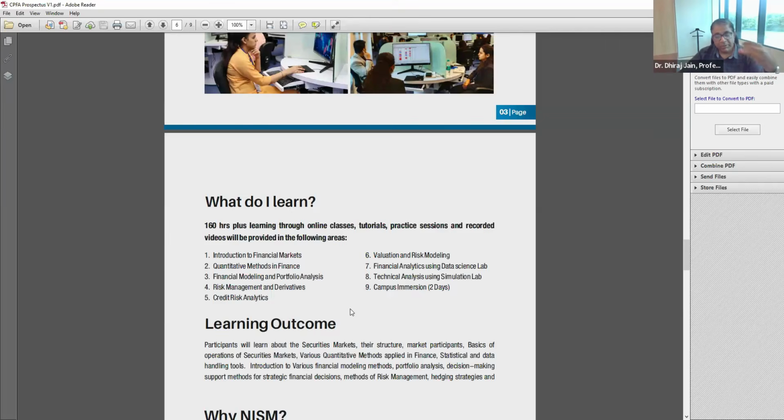Seventh one will be the data science lab, where financial analytics will, that is, lab access will be extended to you, and you will understand financial analytics in the data science lab. Eighth will be technical analysis in the simulation lab.